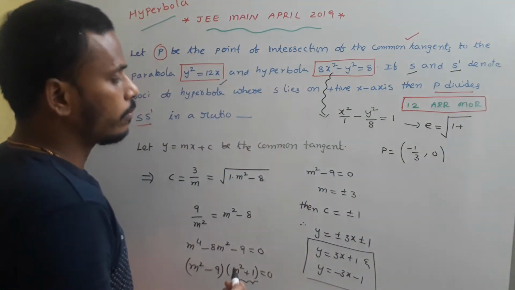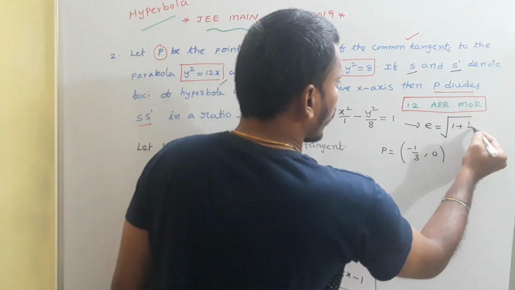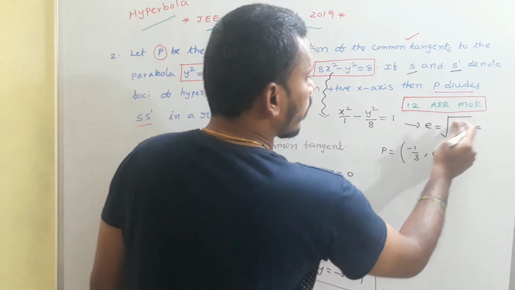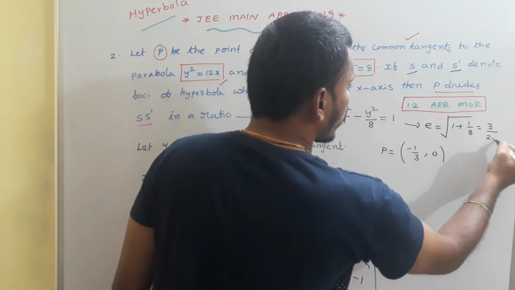So just a minute. Here a is the lesser value, right? So it may be a square by b square. So 1 by 8, 8 plus 1 is 9. So 3 by root 8 means 2 root 2.